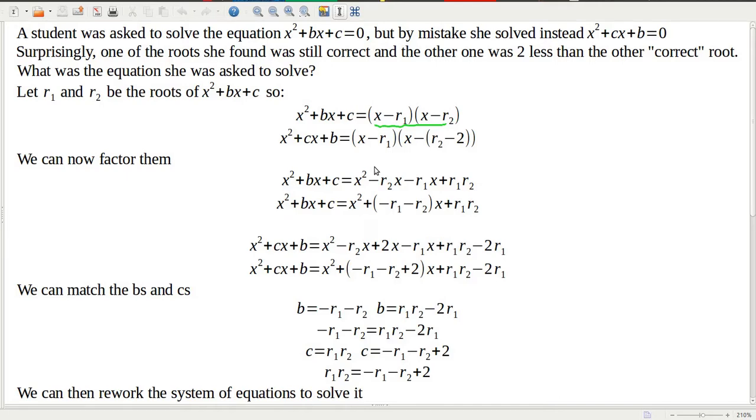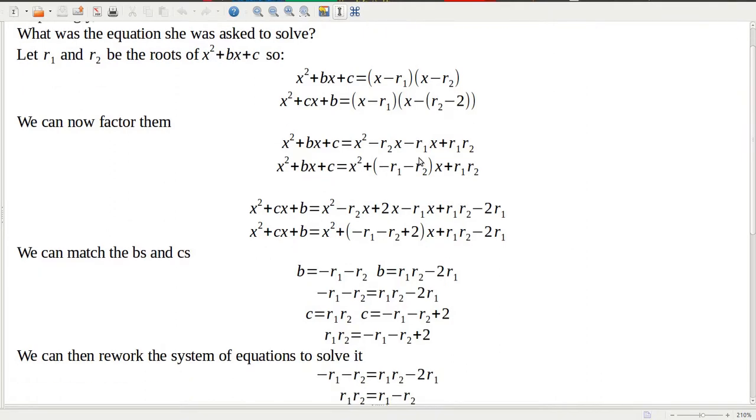Now let's write the equation with the root 2 less than the correct root. x squared plus cx plus b equals (x minus r1) times (x minus (r2 minus 2)), because we want the second root to be 2 less than the second root in the first equation.